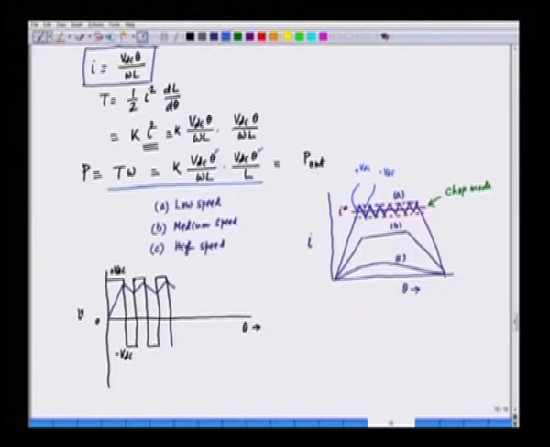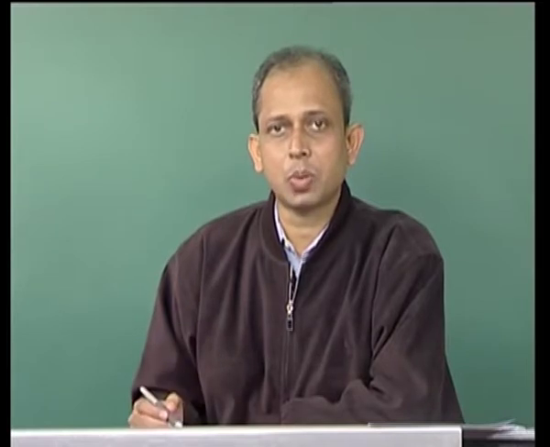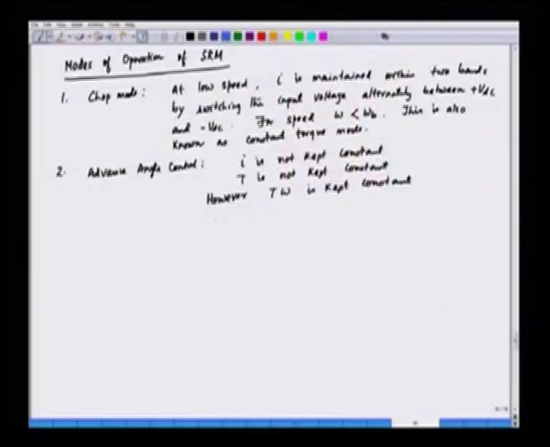So, we can adjust this theta to control the power, and power is kept constant by changing theta. So, in this case, P is given as T into omega, and that is equal to, we have the expression for this power, K VDC into theta by omega into L into VDC theta by L. So, in fact, we can say this is theta naught here, and theta naught here is called the advance angle.